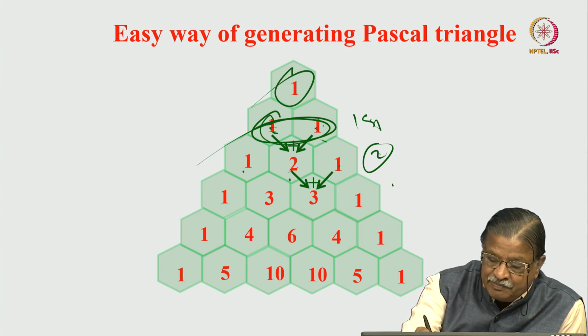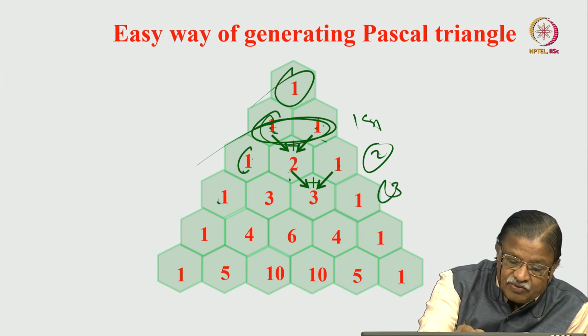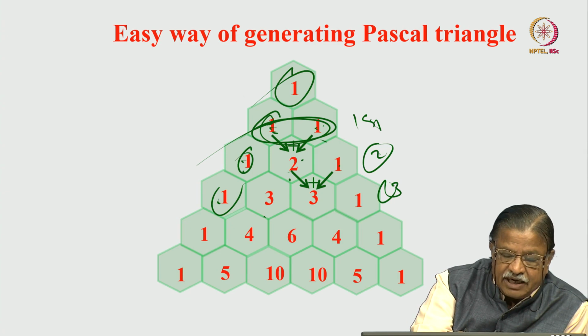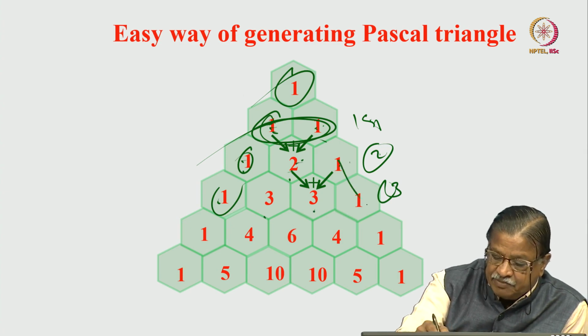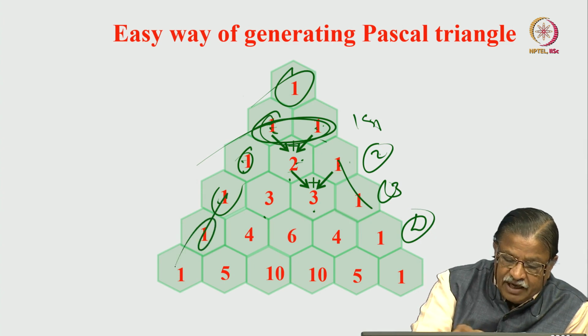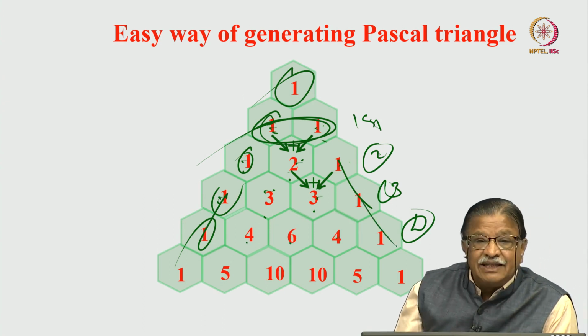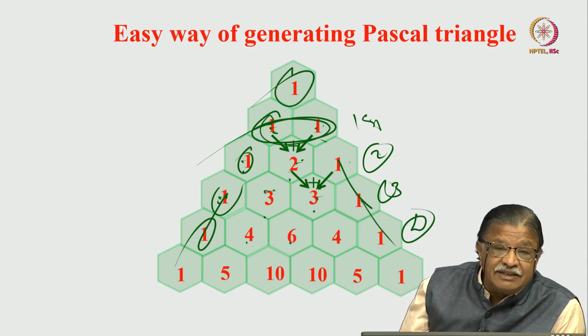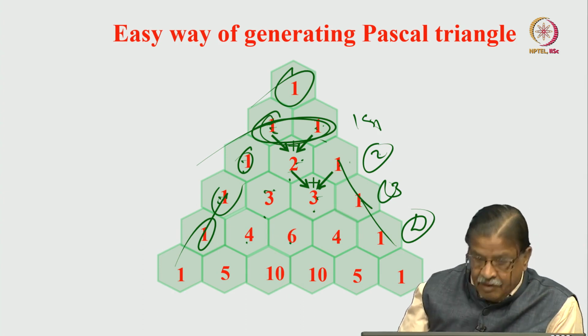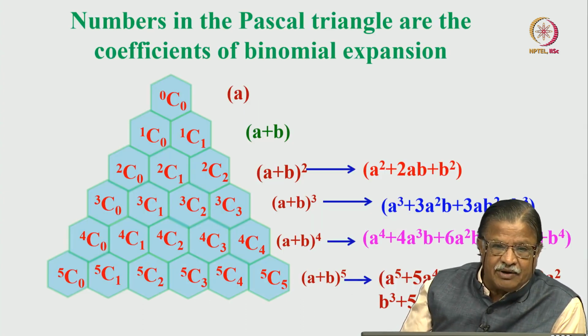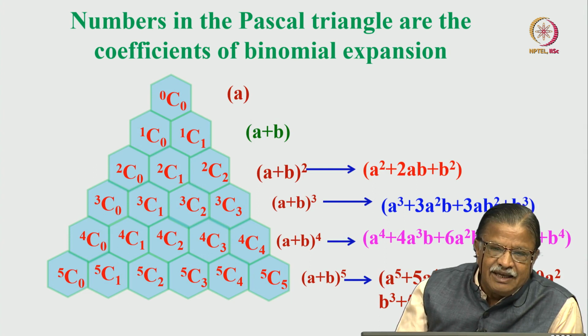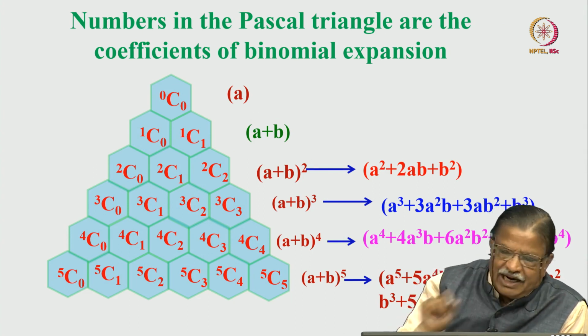If you have 3 spins, what you will do? Write this one here, add up these two, 1 plus 2 is 3, add up this 1 plus 2 is 3, and put 1 here. For example, if you have 4 spins, put 1 here, add here 1 plus 3 is 4, 3 plus 3 is 6, 3 plus 1 is 4, and put 1 here. This is the way you generate the intensity pattern by looking at the Pascal triangle. Okay, this is how you arrive at it. Actually, it is a layman's way of understanding.